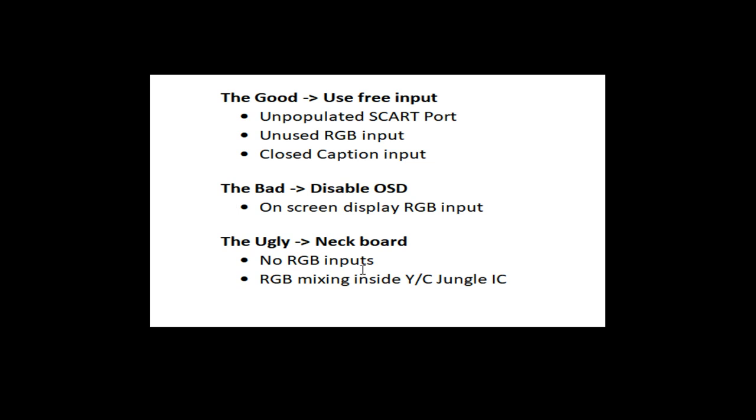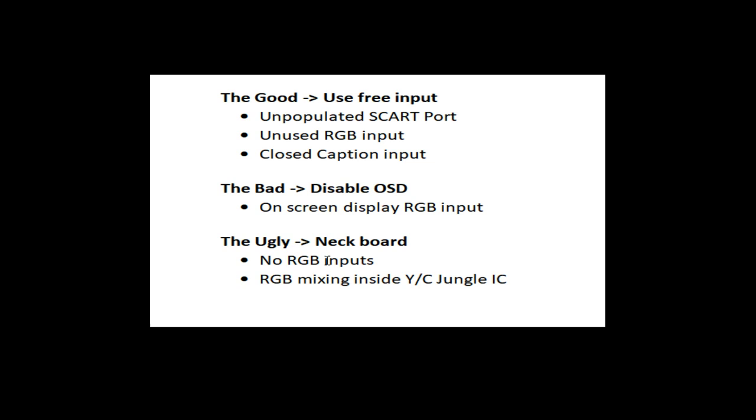So this would probably require a switch to be added so that the on-screen display can be re-enabled again for adjustments. And finally, the least ideal way of getting our TV to display an RGB signal would be to feed our signal into the neck board. So that bypasses pretty much all of the circuitry of the TV and disables any sort of adjustments. So this is pretty much the worst possible way. And it's only done when you have no other choice.